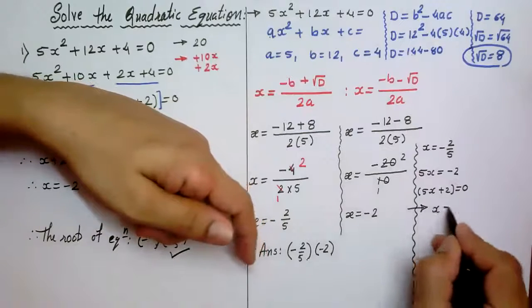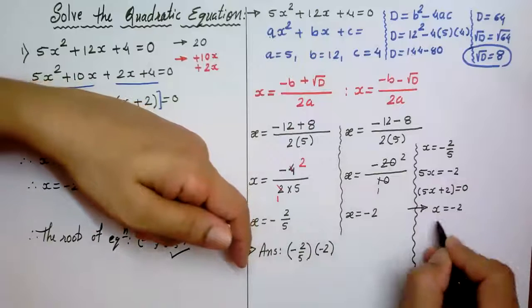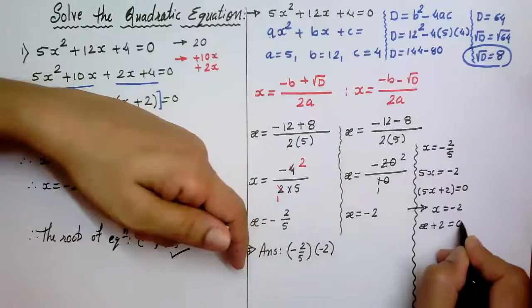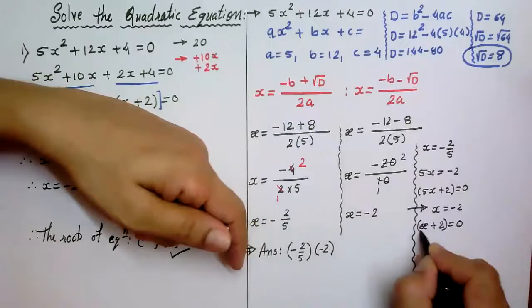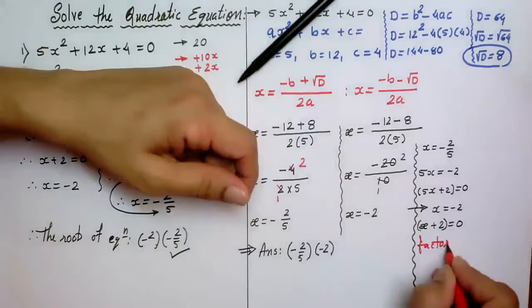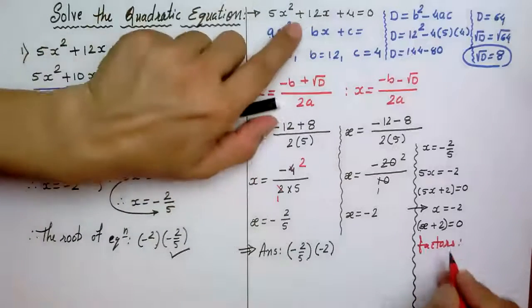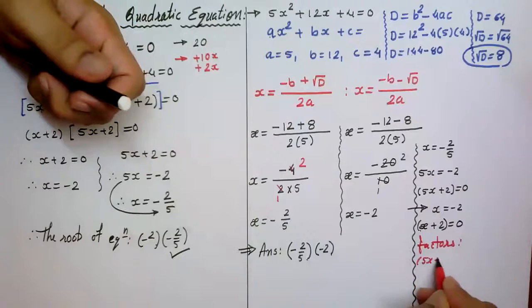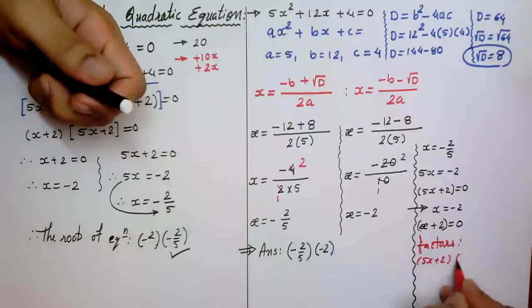x is equal to minus 2. Send this minus 2 on the left. That will become plus 2 is equal to 0. You got the second factor. So the answer is factors of this given quadratic are 5x plus 2, x plus 2.